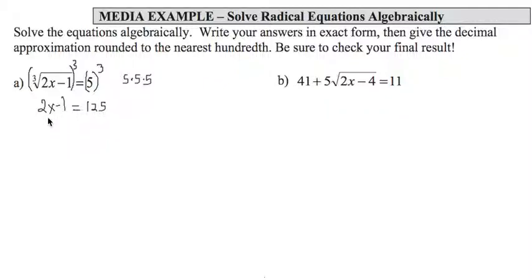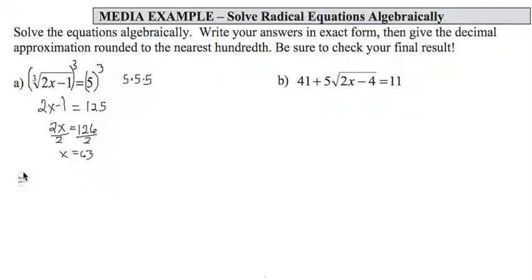Now I need to solve for x. I'm going to add 1 to both sides, so I get 2x equals 126. Divide both sides by 2. I'm going to get x equals 63.